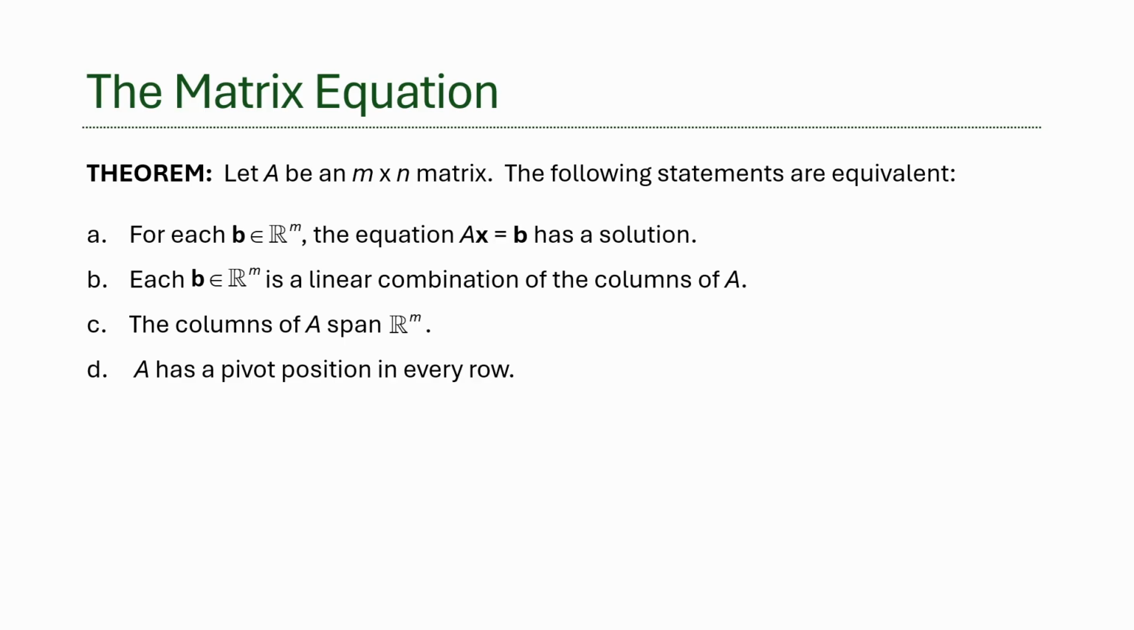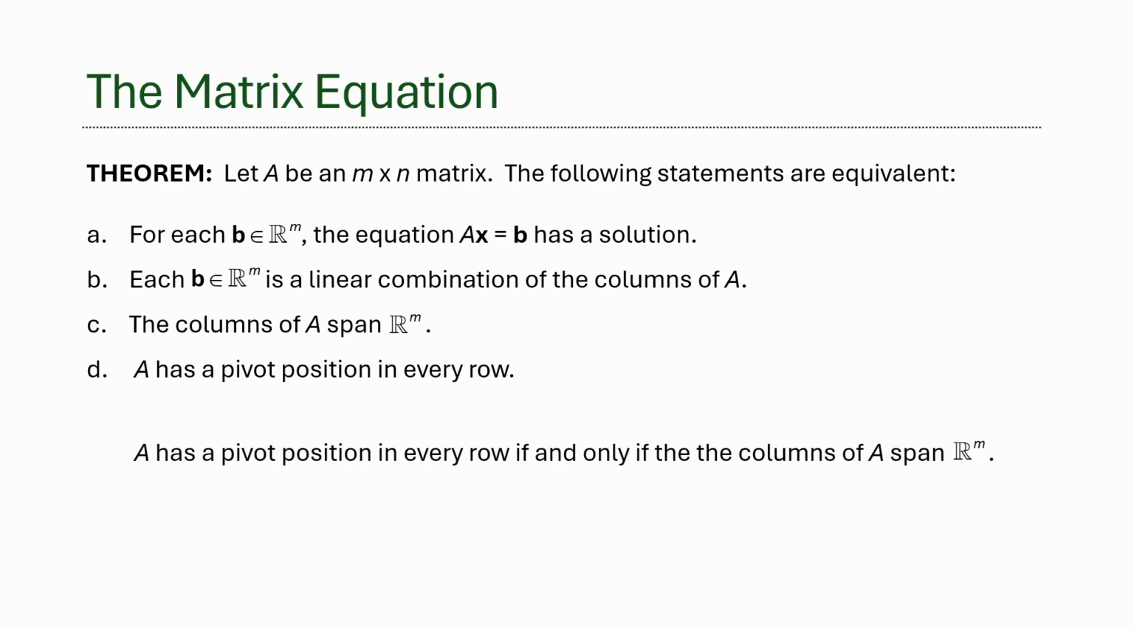So if we just look at C and D, because those are the two that we're going to use in the first example, what this is telling me isn't if C then D, it's C if and only if D. In other words, A has a pivot position in every row if and only if the columns of A span Rm.